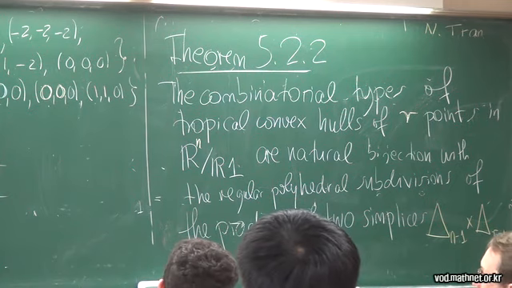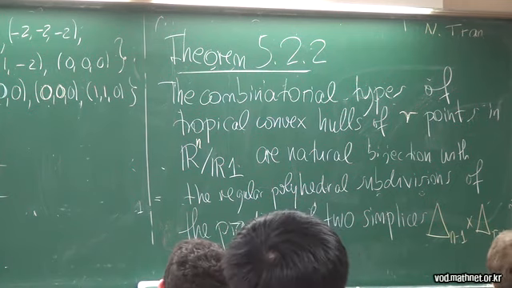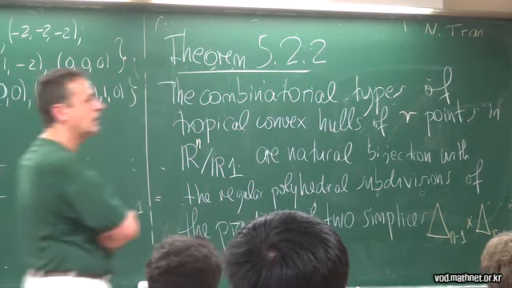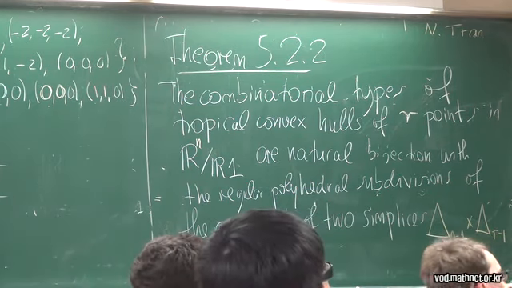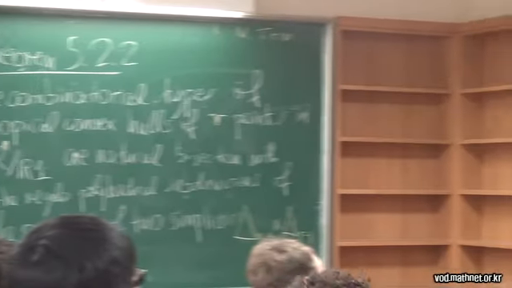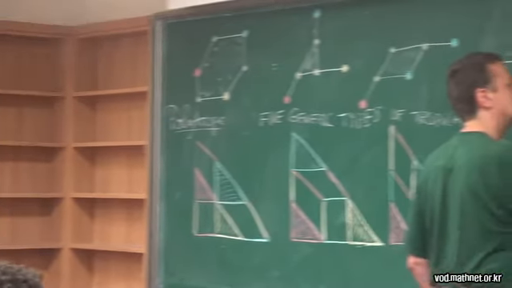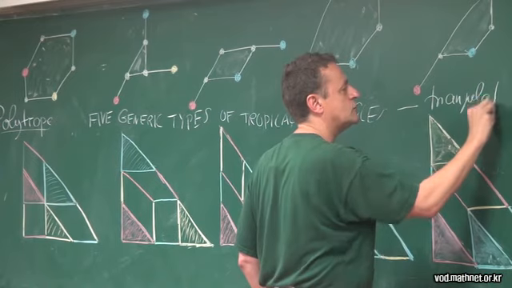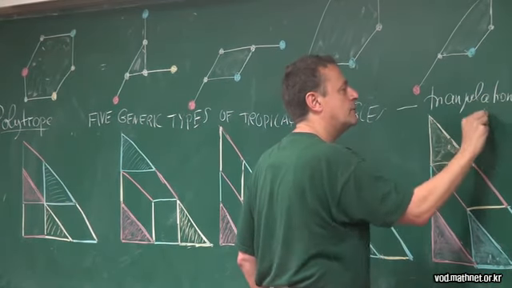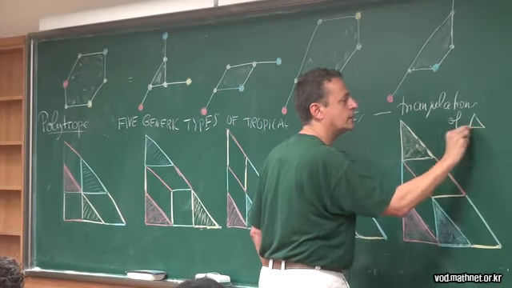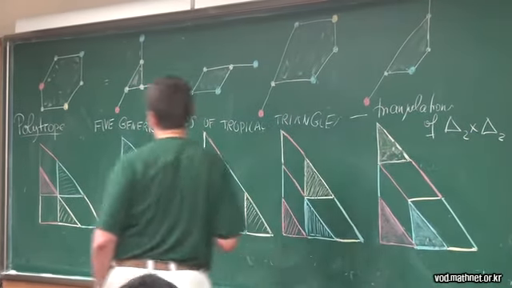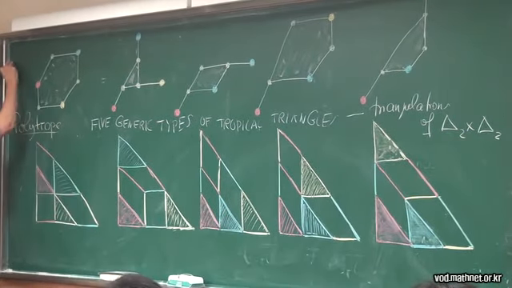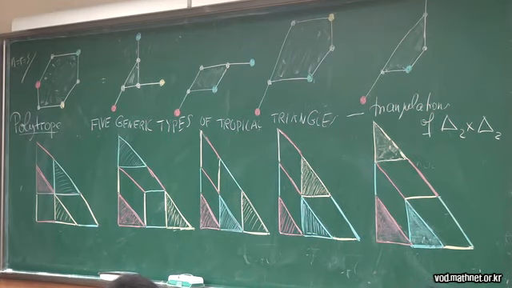Generically, these are triangulations. So here we have the 5 generic types of tropical triangles. They are the 5 triangulations. These are supposed to be the 5 triangulations of the product of 2 triangles. So here R and N are 3. N equals R equals 3. I'm going to explain this in a second.